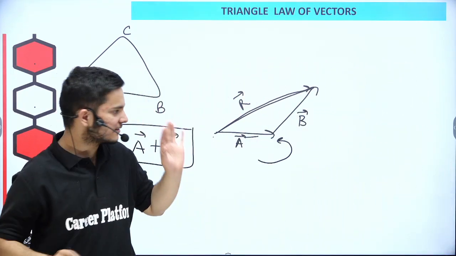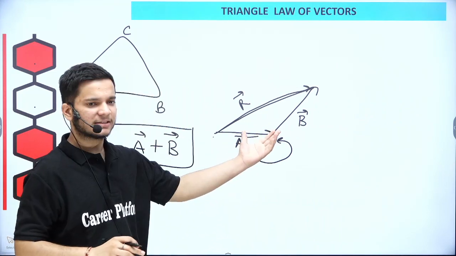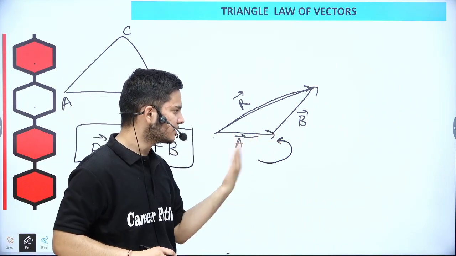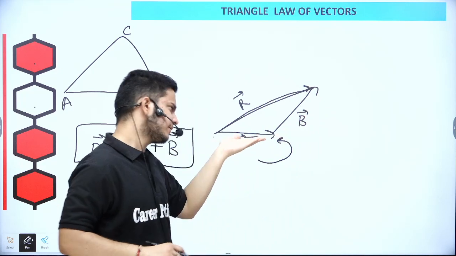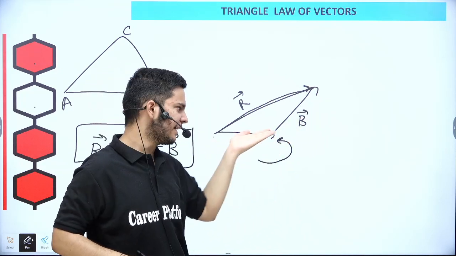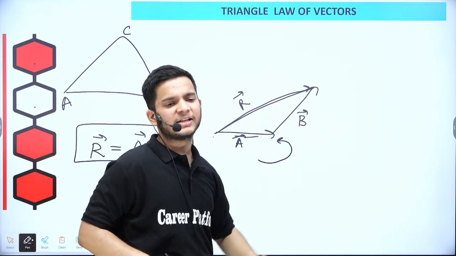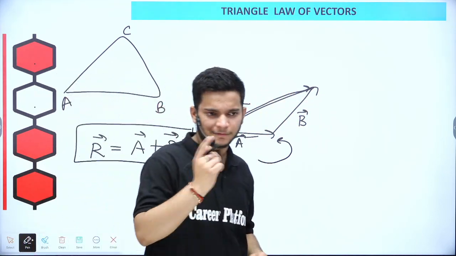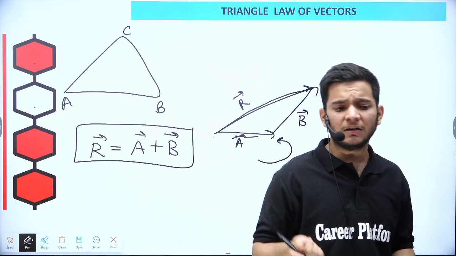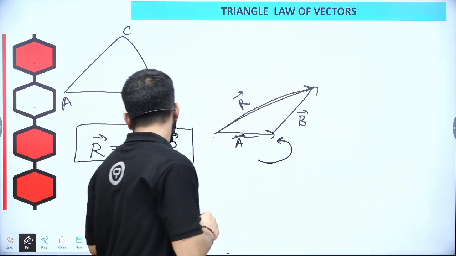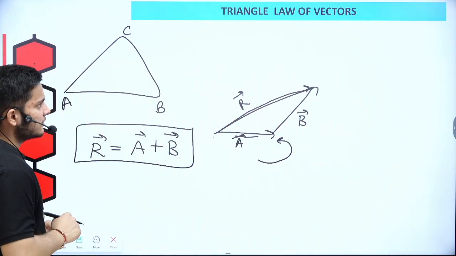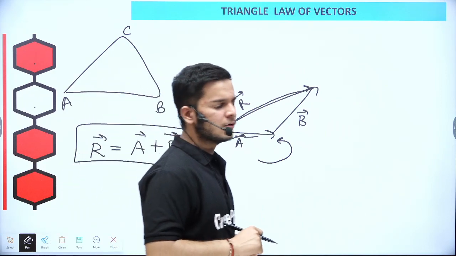What we have done is a very simple concept. This is a triangle, this is the first side of the triangle, this is the second side. A is on the first side, B is on the second side, so the third side, but in the opposite order, will be the resultant of the first two. Is this clear? Do I have any problem with this? Can we move ahead?